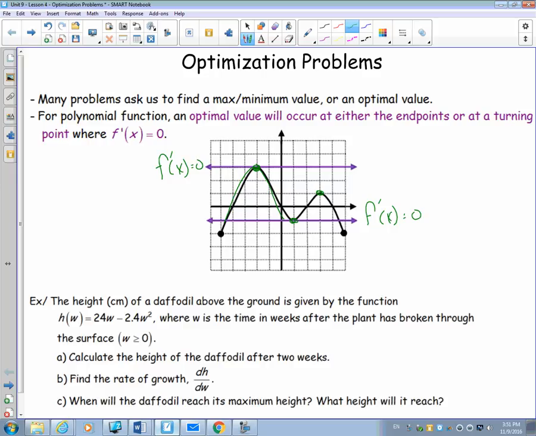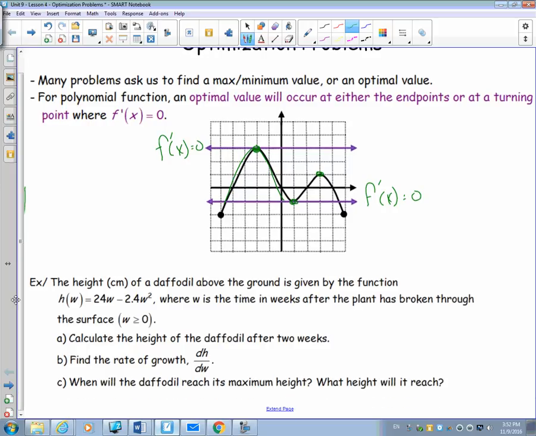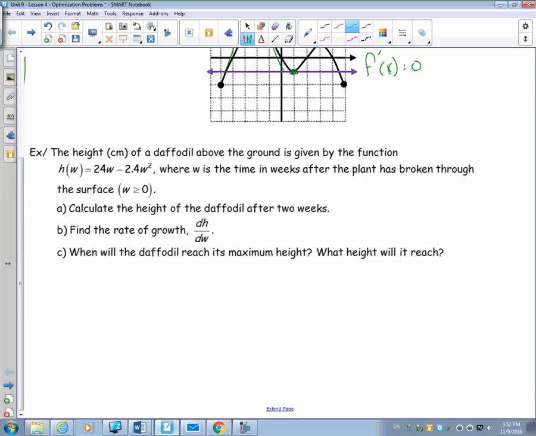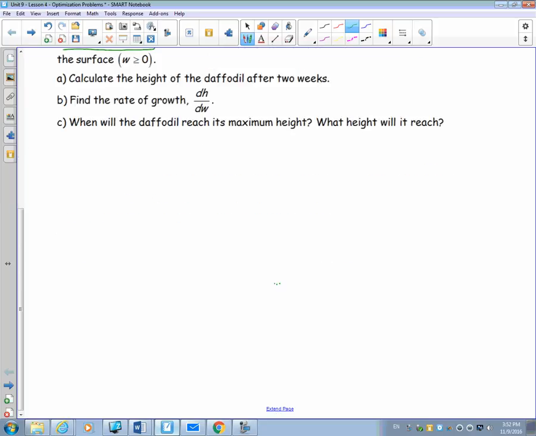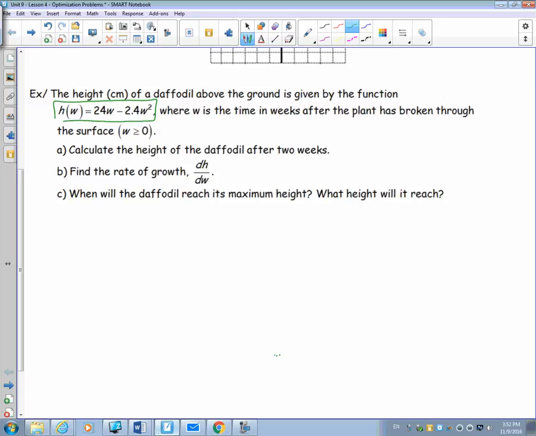So we're going to go back to grade 10 for a second and look at some quadratics. Those are sort of our more common situations that we've dealt with for years and years. And then we'll try and do some more advanced functions after that. So look at the height of a daffodil above the ground given by this quadratic, where W is the time in weeks after the plant has broken through the surface. And we want to find the height of the daffodil after 2 weeks. I want to find a point, in other words. I want to find what H at 2 is.